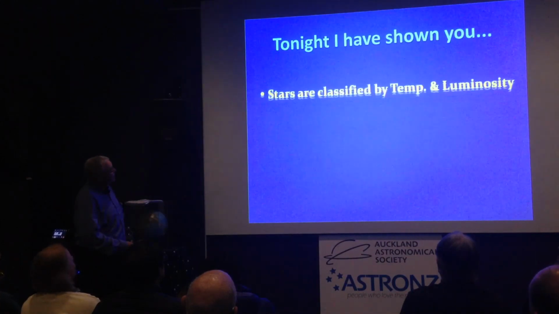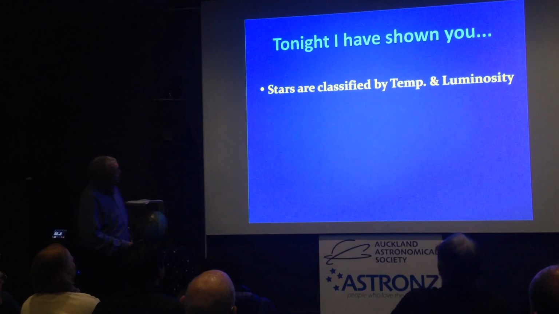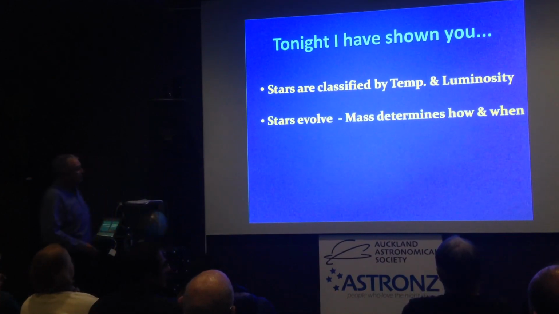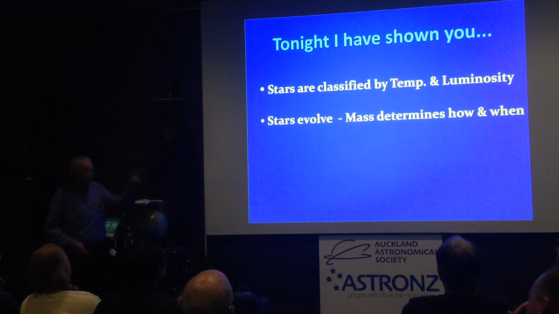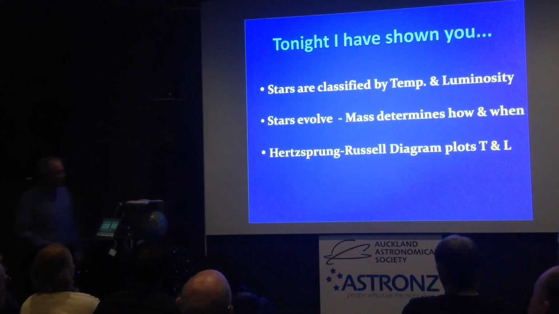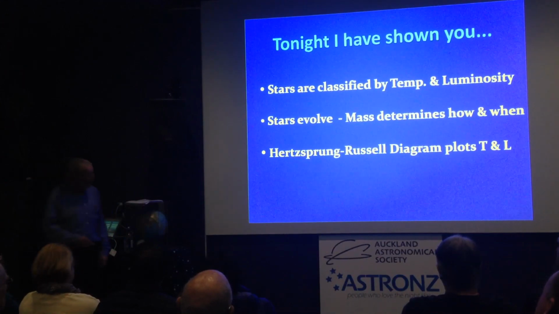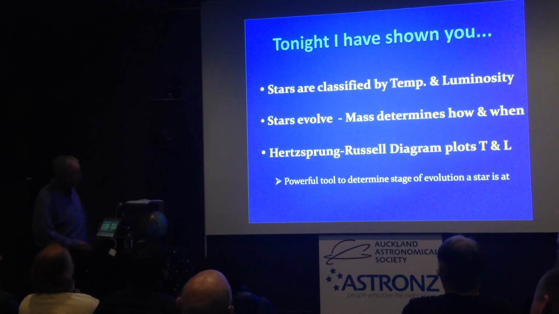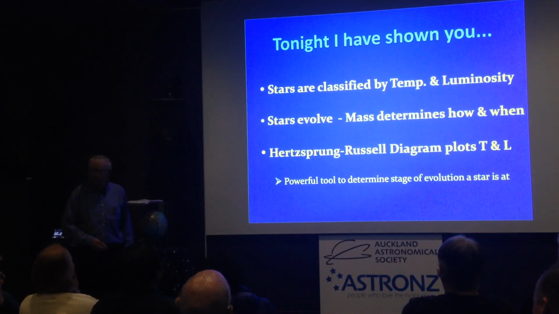So tonight, in our chat, I've shown you that stars are classified by their temperature and their luminosity. Stars evolve, and it's the mass that determines how and how quickly they evolve. The Hertzsprung-Russell diagram plots the temperature and the luminosity, and it's a very powerful tool to determine what stage of evolution a star is at.